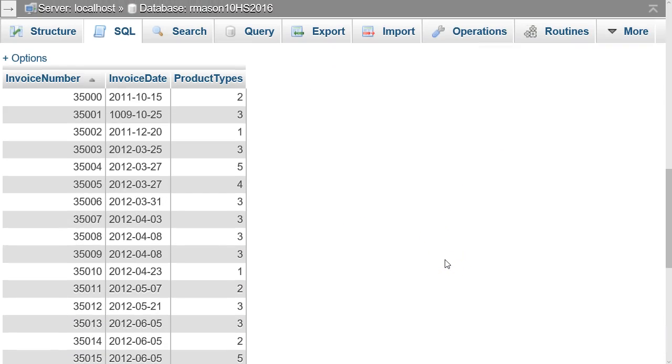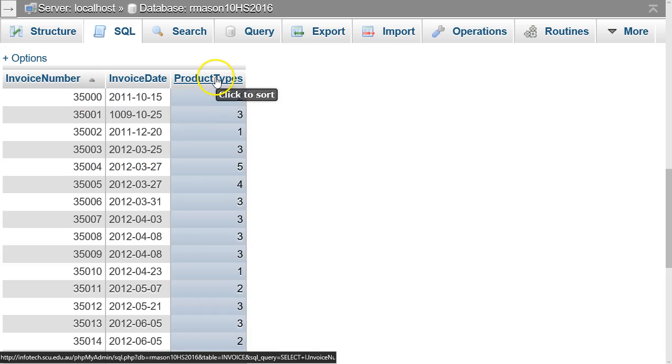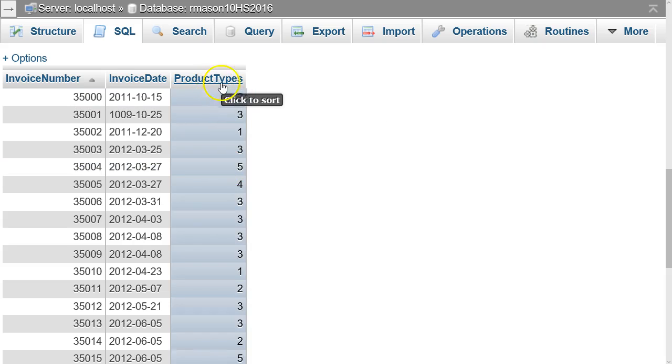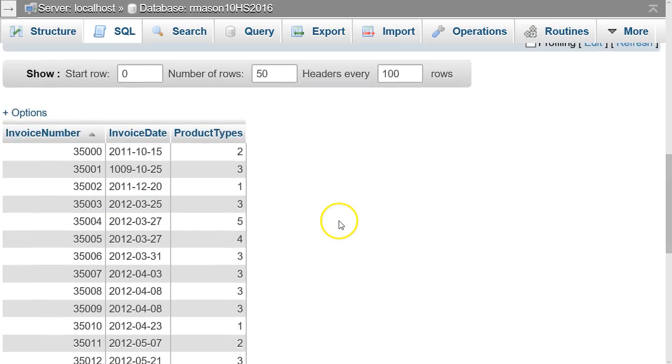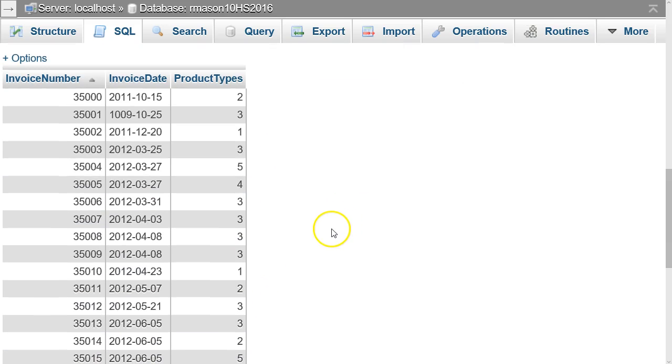Okay. So now you can see we've got our invoice numbers. If we go down to this one, it's 3 as we expected, and this is the number of different product types. So it's not the count of how many products are in a particular invoice.